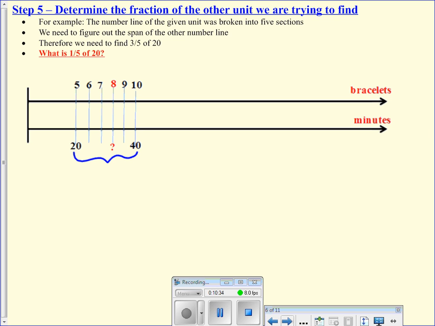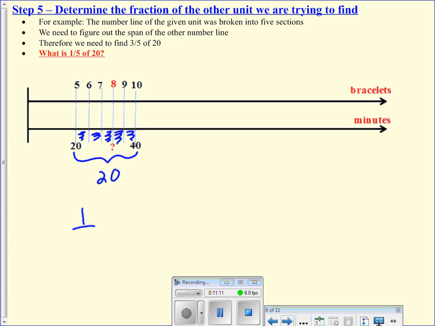What is the span from 20 to 40? What is that span, everybody? 20. I have to take that 20 and break it into how many sections? 1, 2, 3, 4, 5. But do I want all 5 of those? No, I have to figure out what 1 out of 5 is. 1 out of 5. How can I write 1 out of 5?